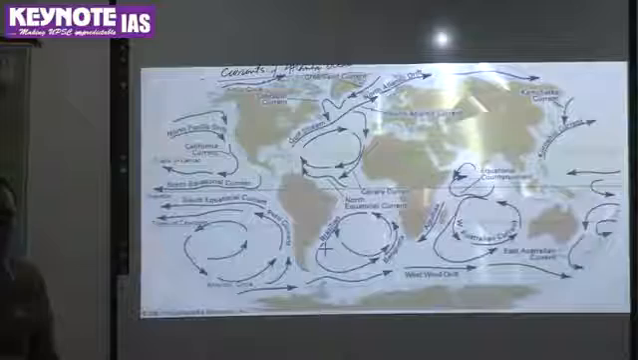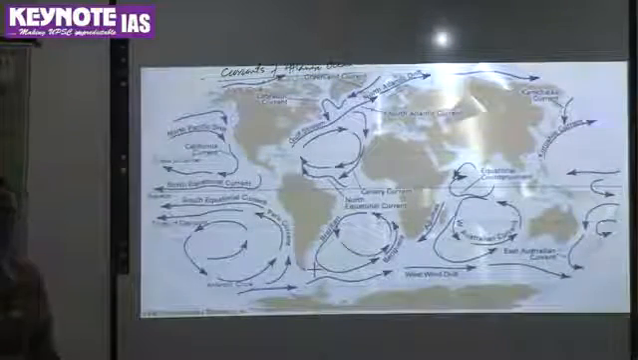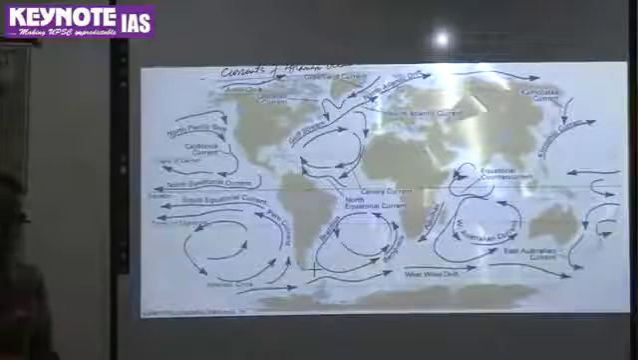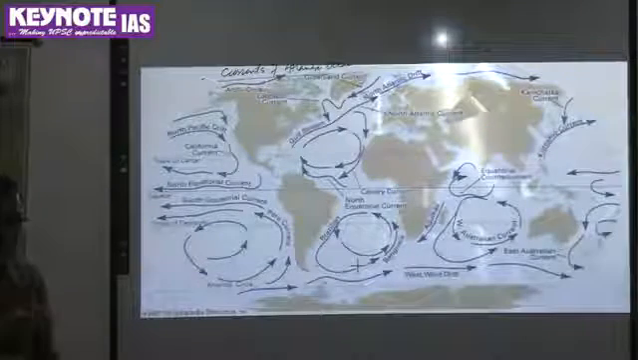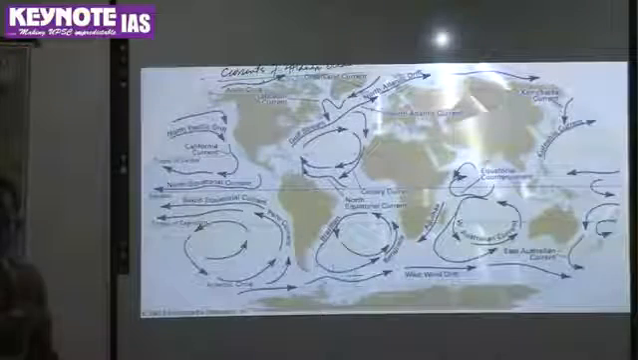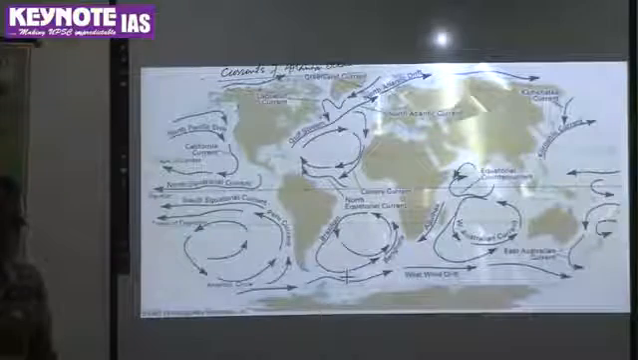The Brazilian current will be met here by the Falkland current, which is not shown here properly. You can see it in the atlas. The Falkland current is a cold ocean current, which results in sharp deviation and bending of the Brazil current, and that will become the west wind drift or South Atlantic drift.